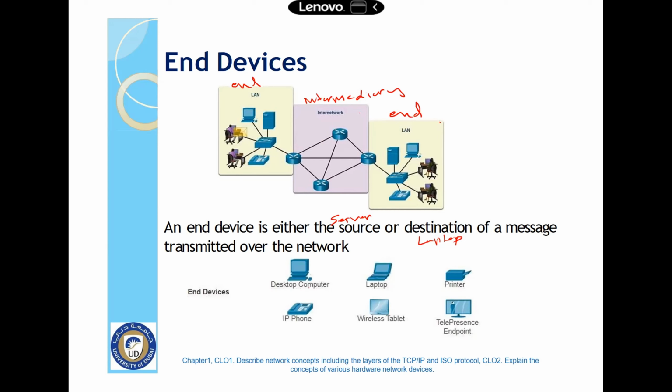Examples, desktop, a pretty much example or a question that you will be facing in the exam. One of these devices is not a network device, or one of these devices is not an end user device. Remember, we have two classifications, intermediary or network devices, and you have the end user devices. So a typical multiple choice question, I will give you, okay, one of these devices is not an end user device, and you should know from the selection which one is the right answer. So end users, they are easy: desktop, laptop, printer, the IP phone, wireless tablet, telepresence endpoint.